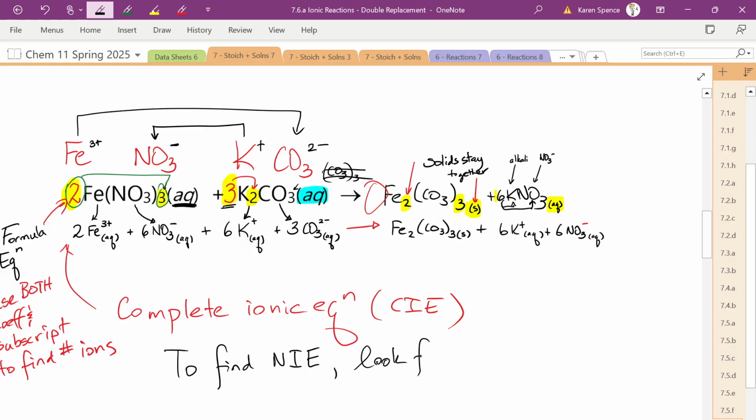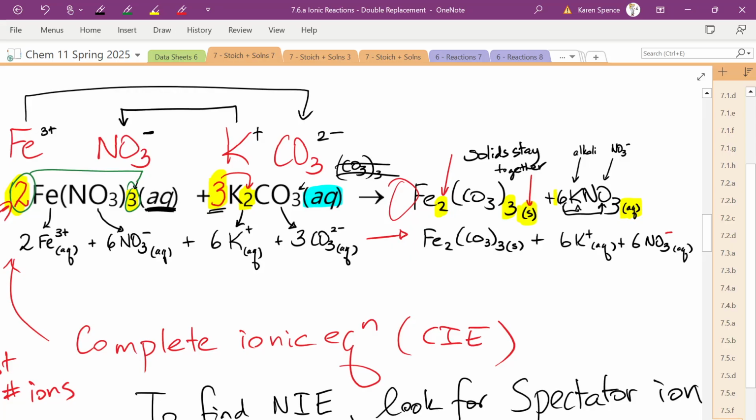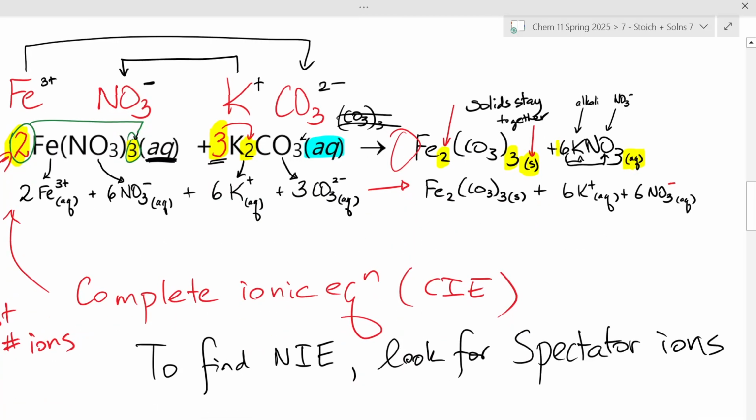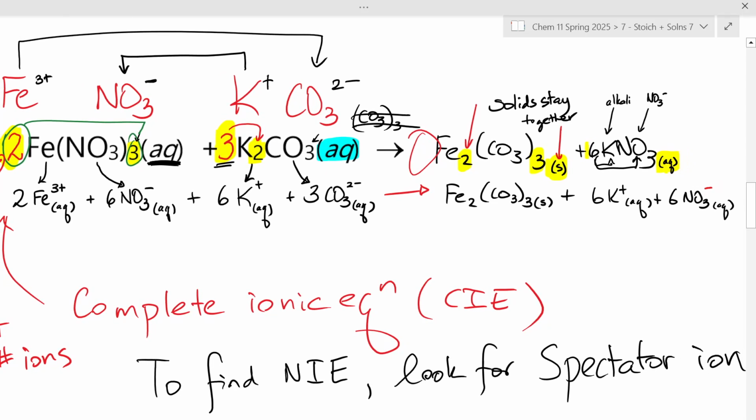Look for spectator ions. Tell your partner, who are the spectator ions in this reaction? I'm going to try and make it a little bit bigger. I'm sorry that I can't make it bigger yet. Who are the spectator ions in that equation?